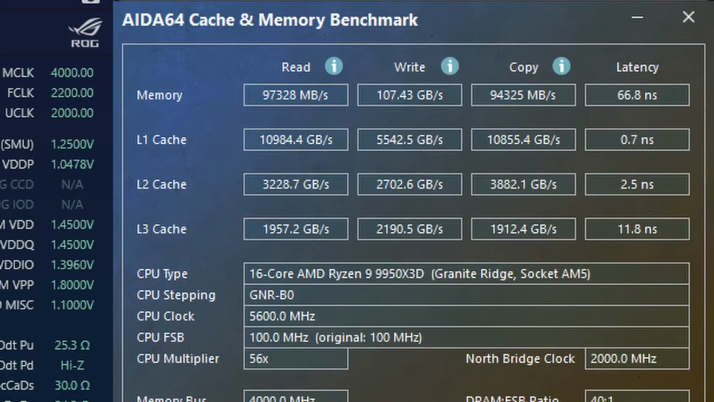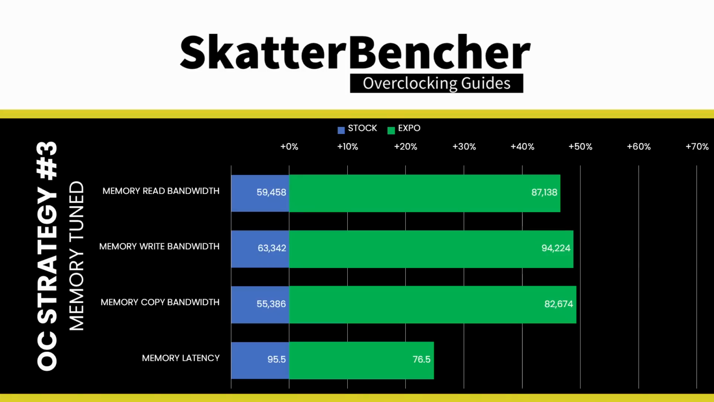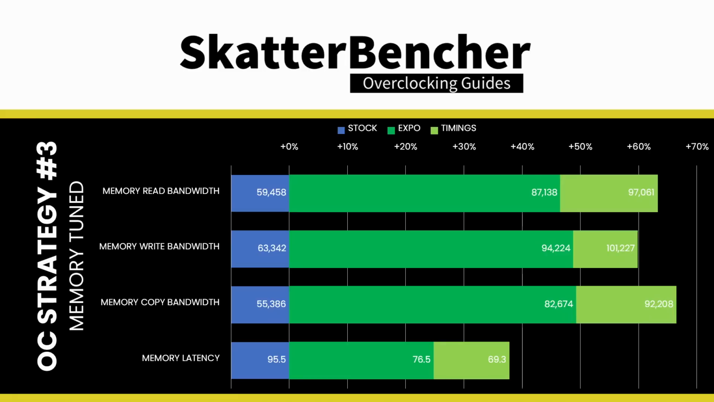After the tuning, our AIDA64 performance improved quite significantly. We got about plus 50% extra bandwidth and plus 25% better latency by enabling EXPO. The memory tuning then added another 12 to 15% on top of that.